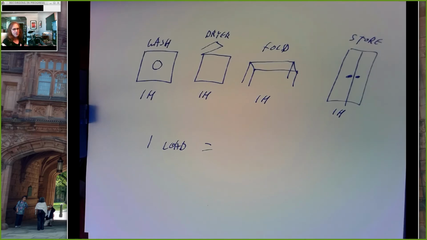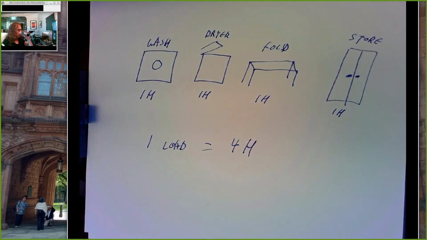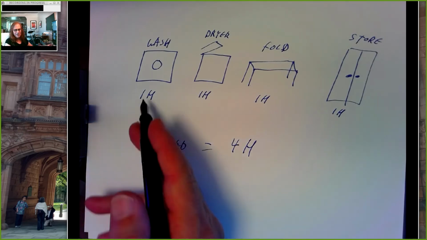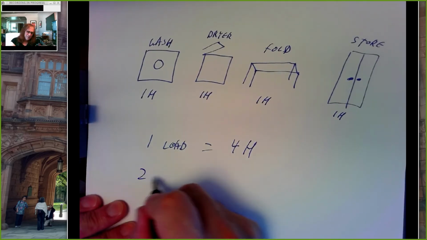And it's not a trick question. 4 hours. 4 hours, thank you. All right, it takes an hour to wash, an hour to dry, an hour to fold, an hour to put away. It takes 4 hours to do one load. All right, now suppose you have 2 loads.